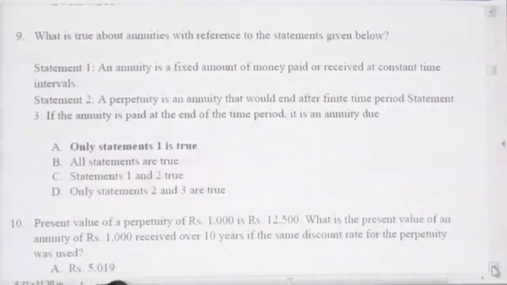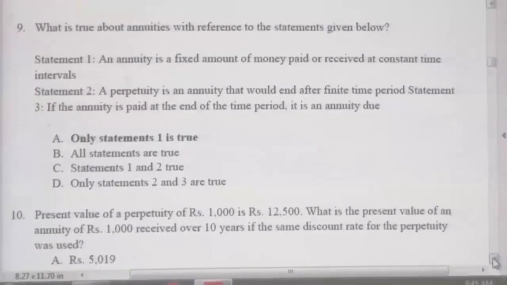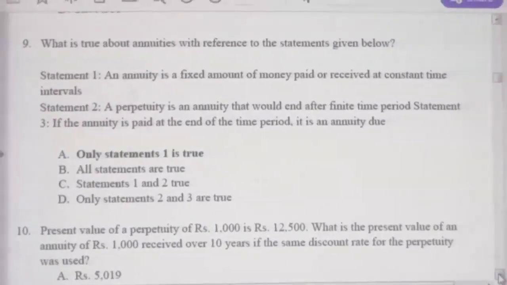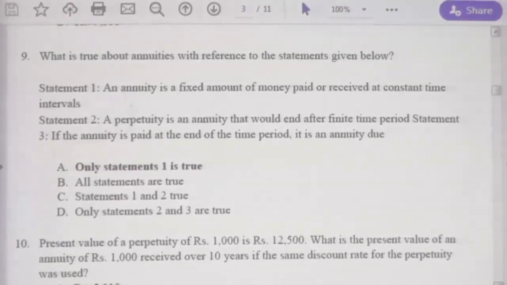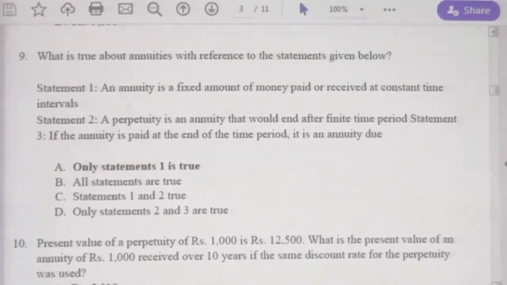Let's take question number 9. It's a theoretical question. We can quickly finish it off. What is true about annuity with reference to the statements given? What is an annuity? An annuity is a similar value made at a regular interval, and the interest rate will be the same.